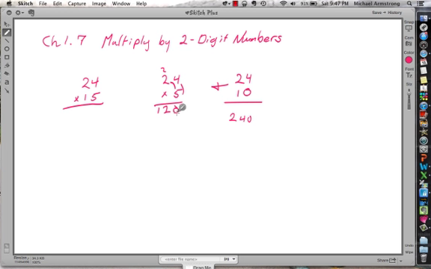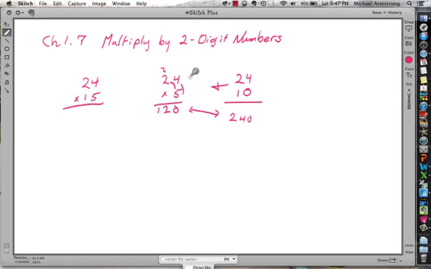Does that make sense? 5 times 4 is 20. 5 times 2 is 10, plus 2 is 12. And this is really 120. Okay, now we add these together. This looks a little different than what you're used to doing. We usually don't separate it out sideways like this, one problem and another. We do it all at once, but you might not have known that this is really what you're doing.